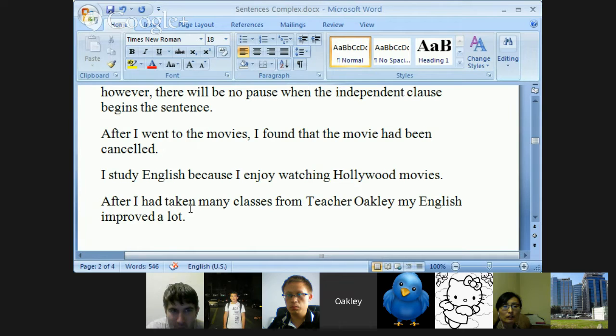This is interesting. Okay. After Oakley, we need a comma. After Oakley. That's exactly correct. Very good. That is the end of the first clause. Because after that, we introduce a new subject. English improved a lot. Okay, this is interesting. Good verb tense. All right. Okay, my English improved a lot.